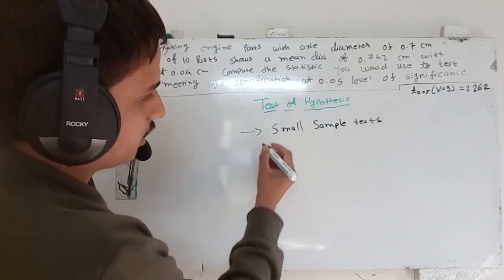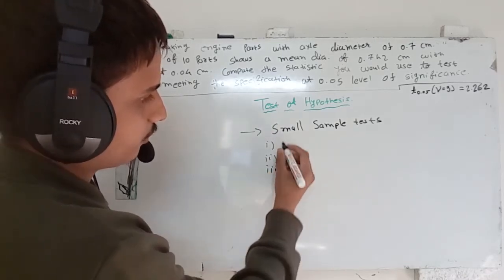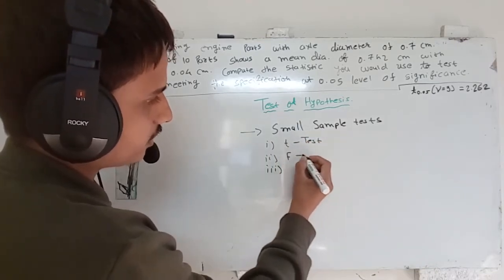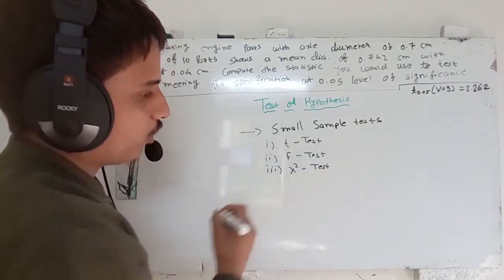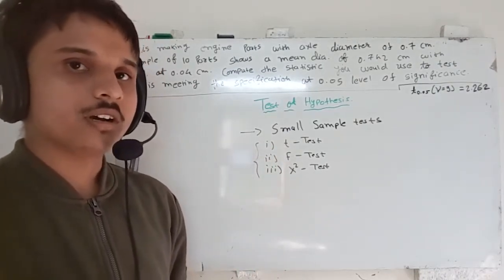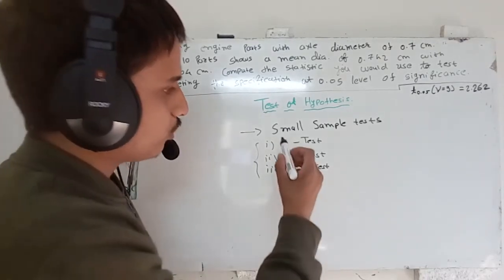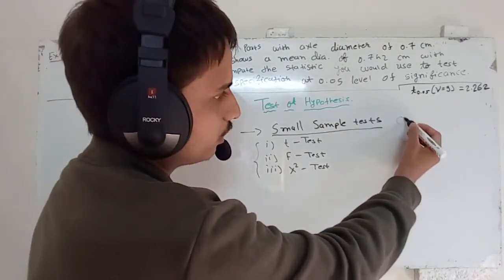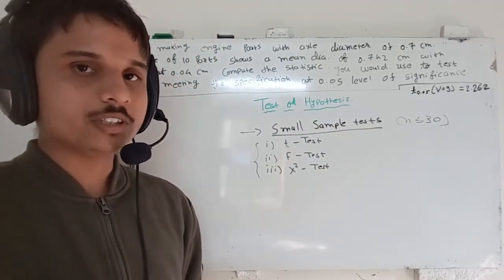Small sample tests. These tests include three tests. First test is T test. Second test is F test. And third one is X square test. Now example related to all these three tests are very much important for your GTU examination. Now small sample tests are only applicable when sample size is less than or equal to 30. Now in this particular video we will study T test.